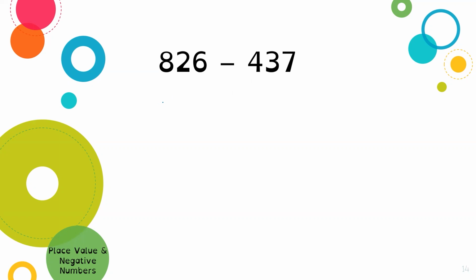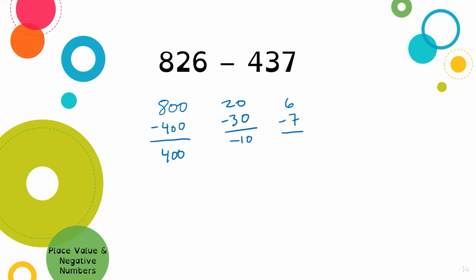So we have 826 take away 437. And so we're going to break it up in place value. So we're going to do 800 take away 400. And we're going to do 20 take away 30. And we're going to do 6 take away 7. Well, 800 take away 400 is 400. 20 take away 30. Well, if I have $20 and I spend it, that means I'm going to be in the hole 10, right? I'm going to have negative 10. And if I have 6 take away 7, the same idea. If I have $6 and I spend $7, that means I'm owing $1 more still. So I'm at -1.